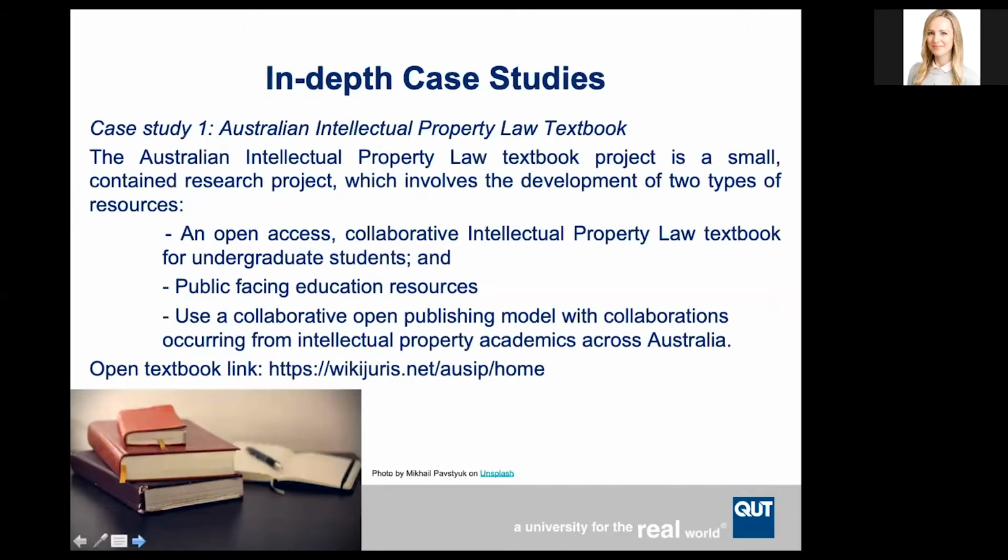This is a case study which involves an intellectual property law textbook, which has been created at QUT. It's been taught for the last 5 years, and it will continue to be taught in the subject. There is no other prescribed textbook. This is it. It's free to access for students. It's hosted on Wikijuris, so students get to access the content there. It can also be downloaded.